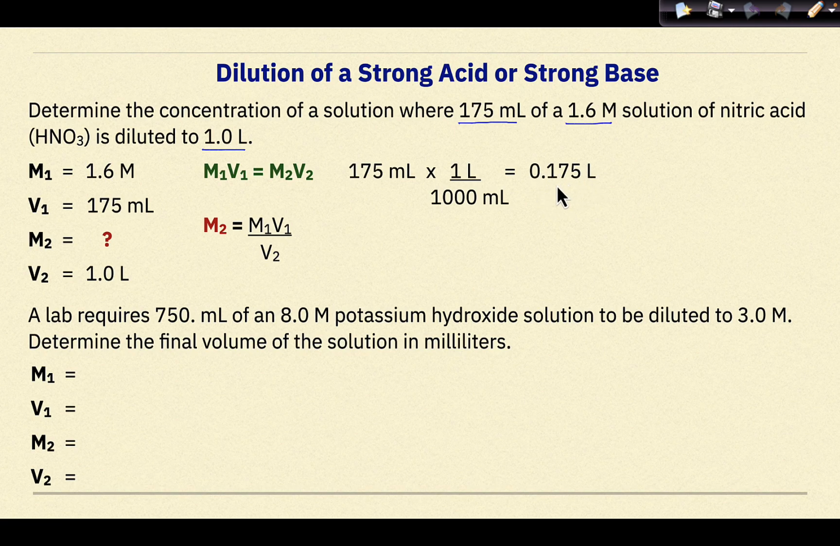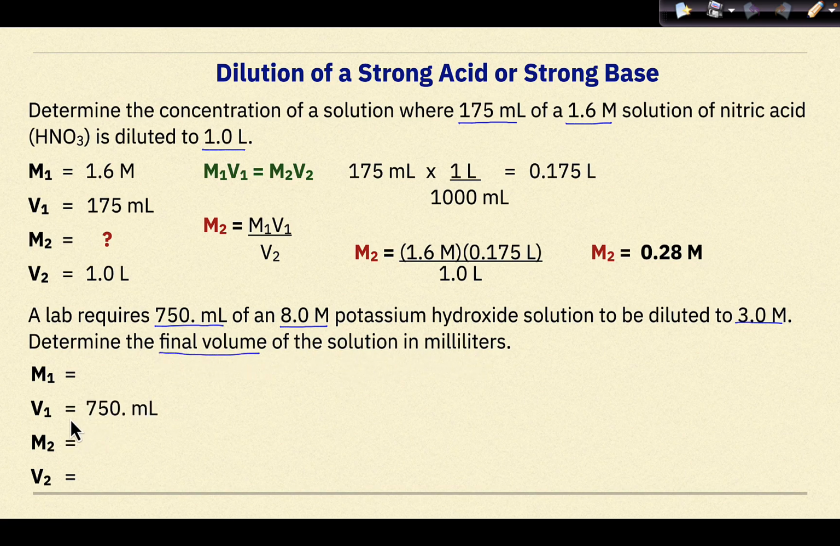After this conversion, we're going to substitute the variables into the formula to solve for the unknown. Once we complete the calculation, we find that our final molarity is 0.28 molar to the correct number of significant figures. Let's do one more example. A lab requires 750 milliliters of an 8.0 molar potassium hydroxide solution to be diluted to 3.0 molar. Determine the final volume of the solution in milliliters.